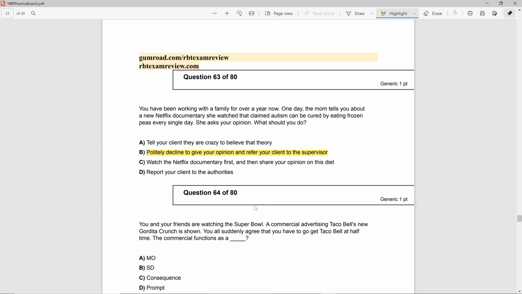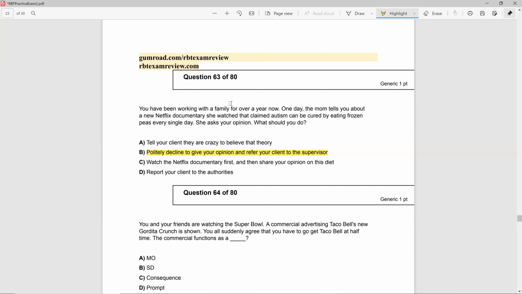So you can work in conjunction with your supervisor. And if you're in the situation where your supervisor is present and you're asked this question, then you might have more leeway to give your opinion. But if it's just you and the parent, and they're asking you very specific questions like this, okay, you should always refer out to your supervisor. Because if the client were to go on your advice and you say, yes, this works, and then it doesn't work, okay, then it comes back, right, on the whole team, okay? So always, always, always politely decline to give your opinion and refer your client to the supervisor.